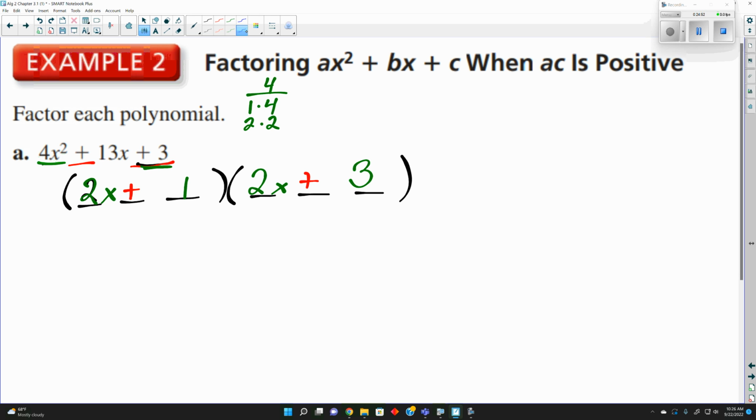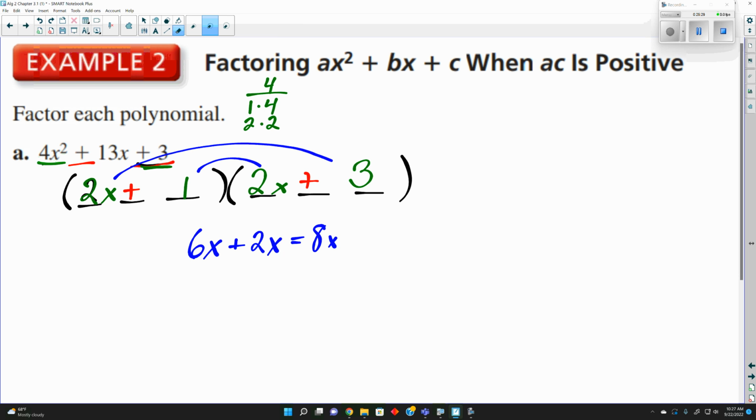Now the last step is to check, yes? Well, 2x times 2x is still 4x squared, yes? We would agree with that. 1 times 3 is still 3. So really what we want to see is these here. 2x times 3. Well, 2 times 3 is 6, and we have x. 1 times 2x is plus 2x. And 6x plus 2x gives us what? 8x. Is that the middle term we wanted? What did we want? 13, yes? So this here, 2x plus 1 times 2x plus 3 is not the correct setup.